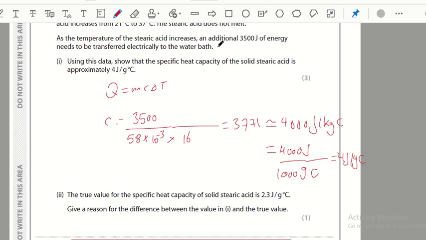To make this increase, an additional 3,500 joule of energy needed to be transferred electrically to the water bath. Use this data to show that the heat capacity of stearic acid is 4 joule per gram degree centigrade.